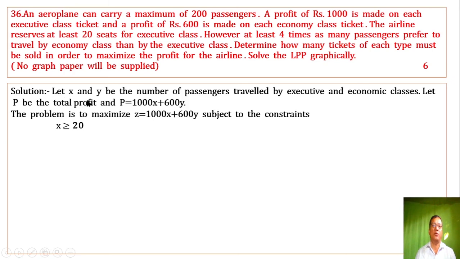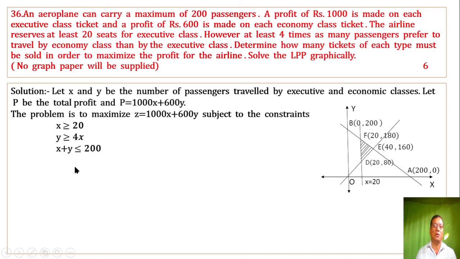Solution. Let x and y be the number of passengers traveling by executive and economy classes. Let P be the total profit, and P equals 1000 times x plus 600 times y. The problem is to maximize Z equals 1000x plus 600y subject to the constraints x should be greater than or equal to 20, y should be greater than or equal to 4x, x plus y should be less than or equal to 200, and x, y should be greater than or equal to 0.